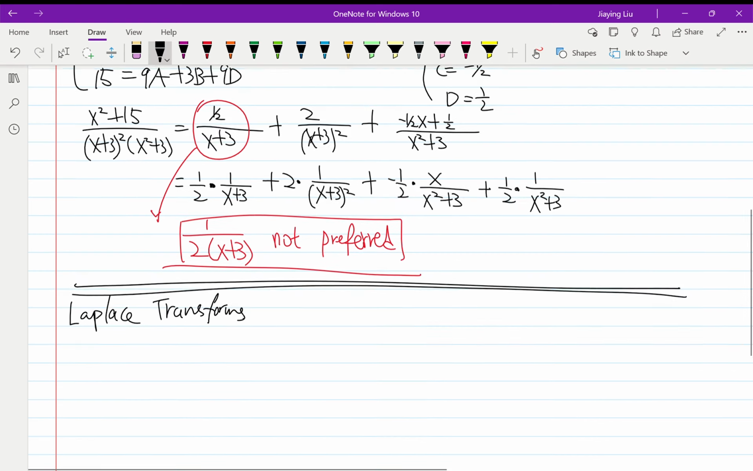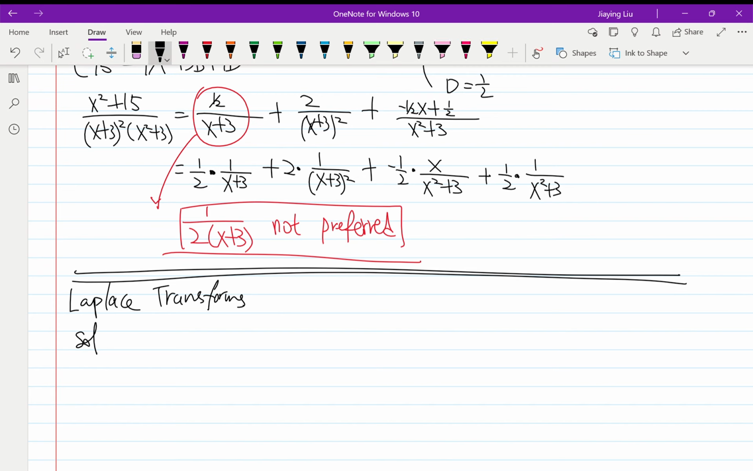We're going to use it to solve initial value problems. So the first one will be, we're going to solve y double prime equals y with initial conditions. y of 0 equals -1, y prime of 0 equals 2.